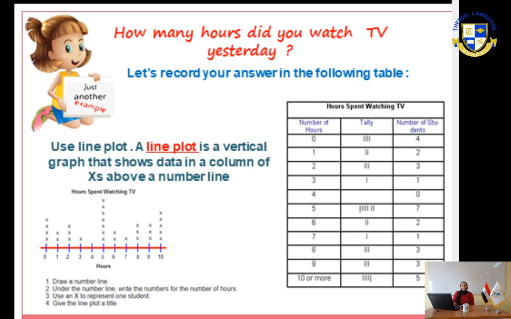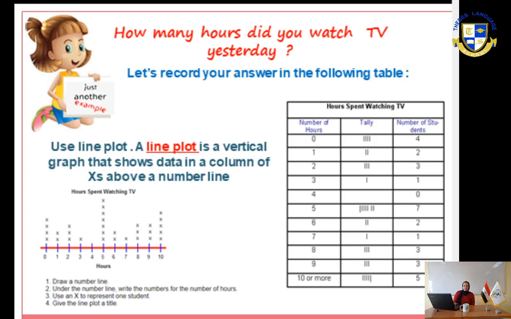Now, how many students watch the TV for 0 hours? They didn't watch at all. We have 4. Look at the table, we have 4. So we are going to draw 4 x's over the 0.